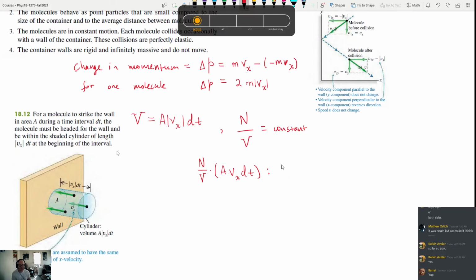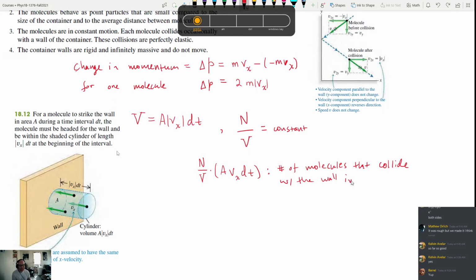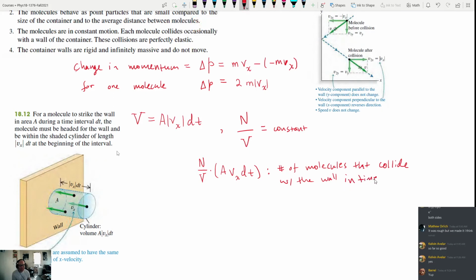I'll just write it as the number of molecules that collide with the wall in time dt.